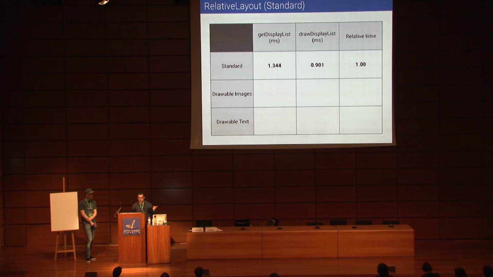As I showed you, we are using a bunch of image views and a bunch of text views. We could start by saying, okay, let's start reducing the number of views, so we won't have to call create display list and draw display list for each one of them. And what we chose to start with was image views.